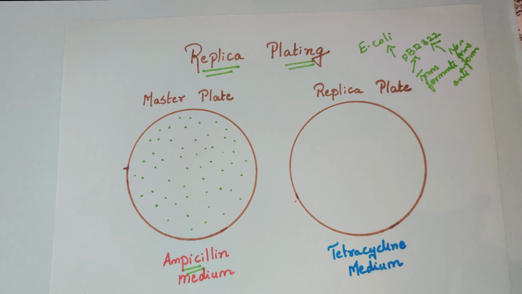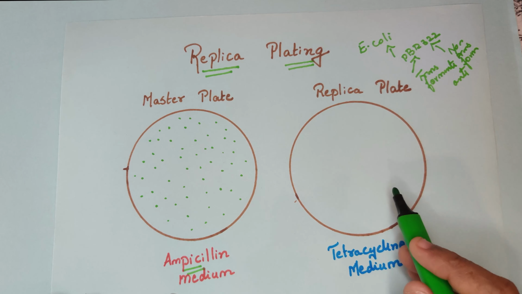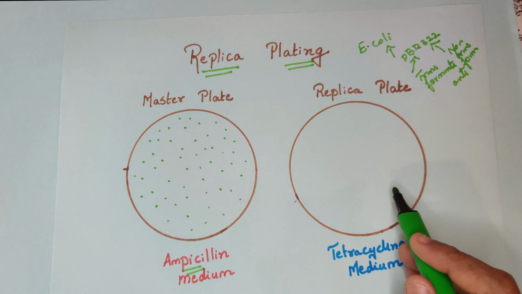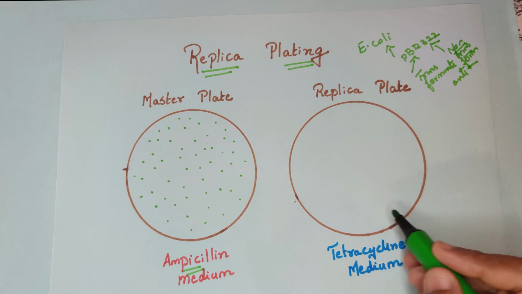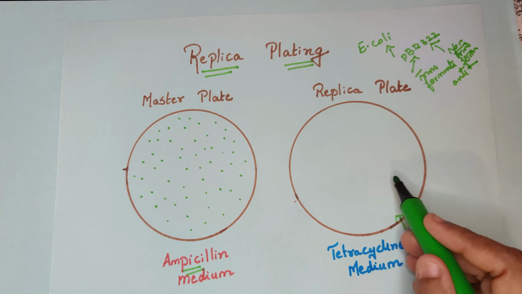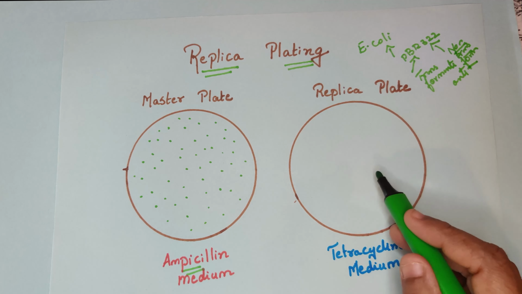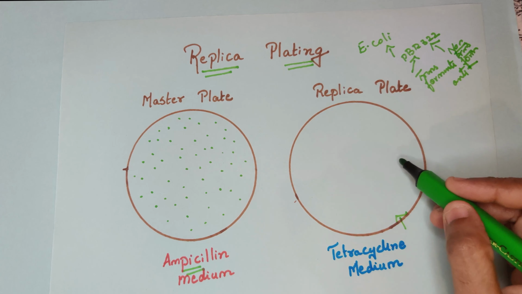I want you to listen to the last step carefully. Now that you have transferred the colonies from ampicillin medium to tetracycline medium, what do you think will grow in the tetracycline medium? Those bacteria which have their tetracycline gene intact. That means those bacteria which are non-transformants will grow in this medium. Why? Because here we have added tetracycline as the antibiotic. So if you grow a normal bacteria, they will die. If you have a non-transformant with the tetracycline gene intact, that will be able to grow here.